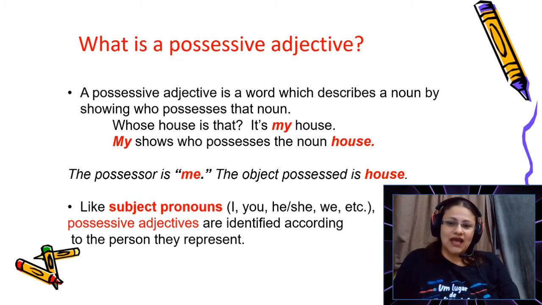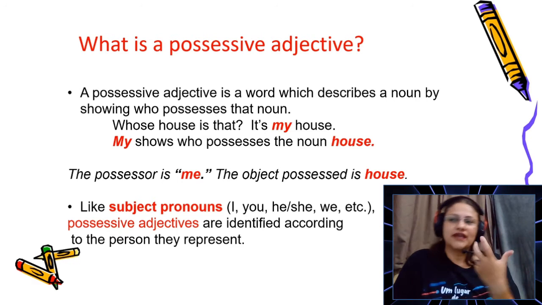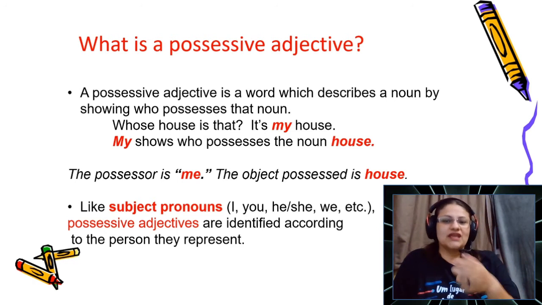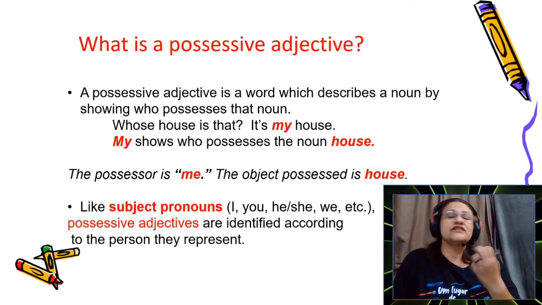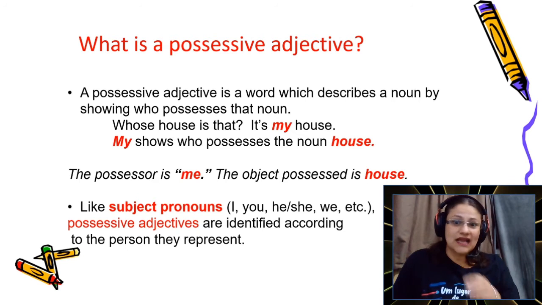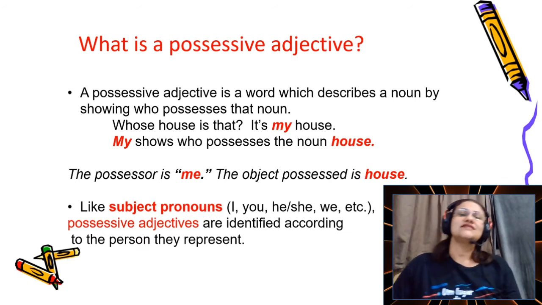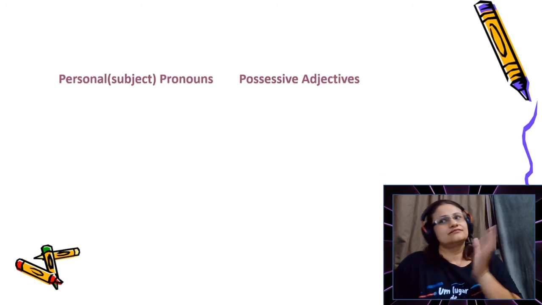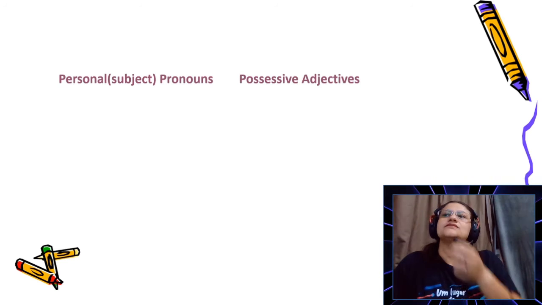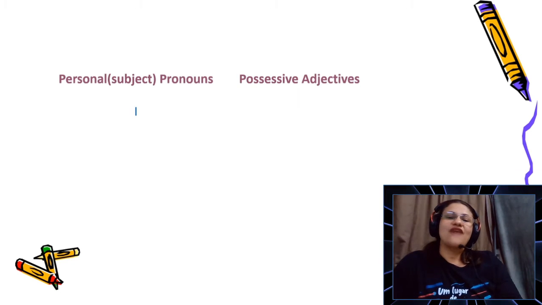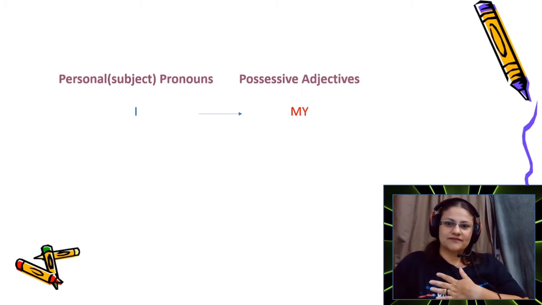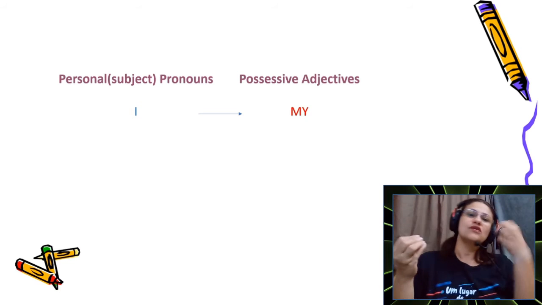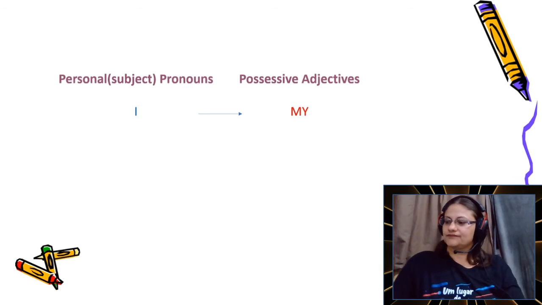Like the subject pronouns I, you, he, she, it, we, you, and they, possessive adjectives are identified according to the person they represent. Exactly the same. So let's take a look at this table here. Personal pronouns, the same subject pronouns, and we have possessive adjectives. Let's see. I has my. My corresponds to I.